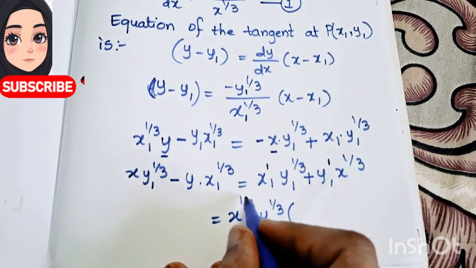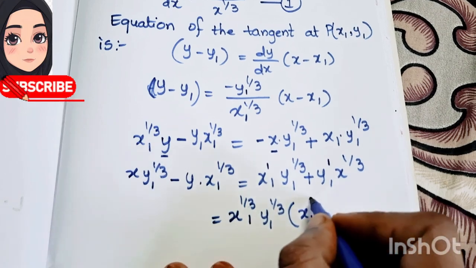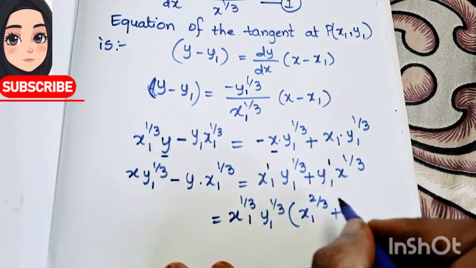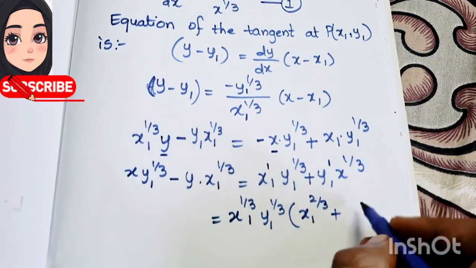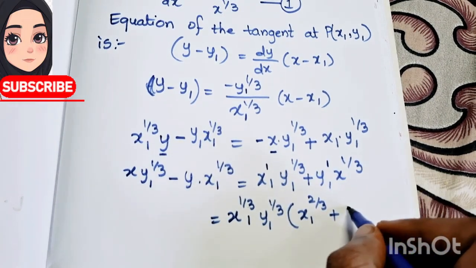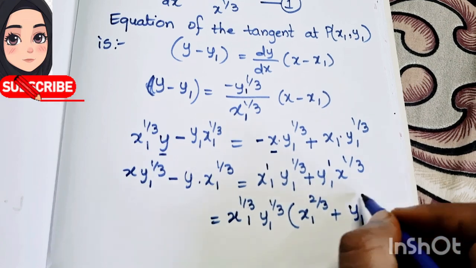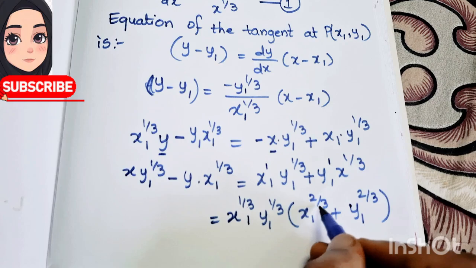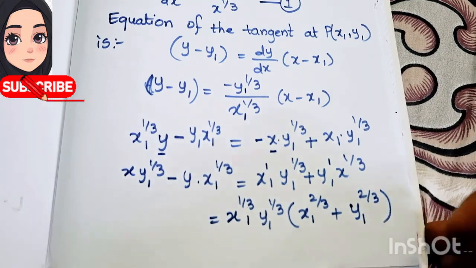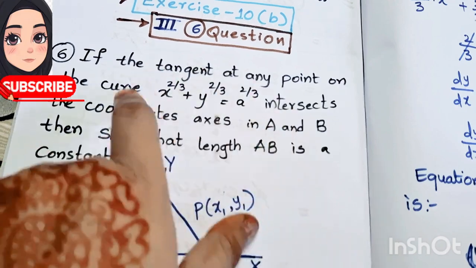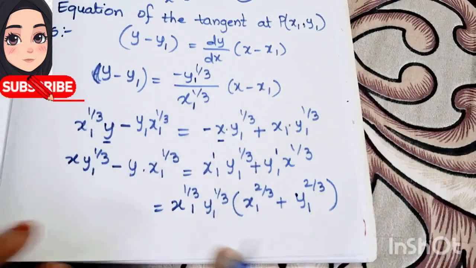To make it 1, what do we have to add inside? x1^(2/3). Okay, y1^(1/3) I have written and here y1 power 1 is there. To become y1 power 1 we have to write y1^(2/3). Okay, to make it x1^(2/3) y1^(2/3), because in the question it is given a^(2/3). To use this we have to write this one.